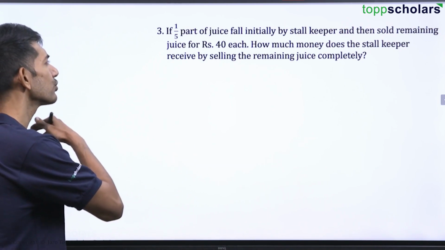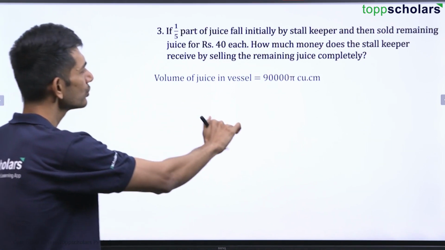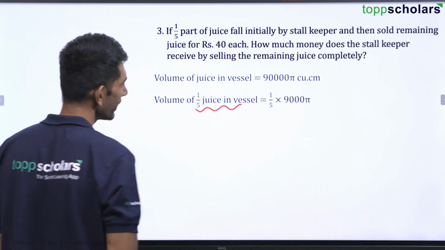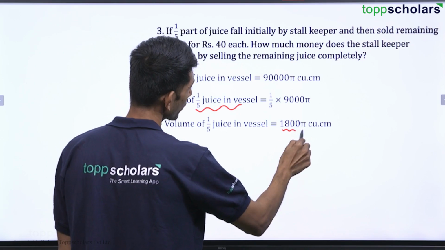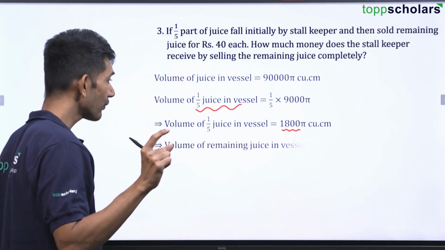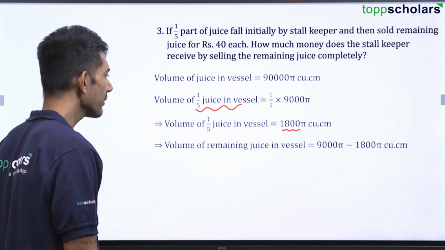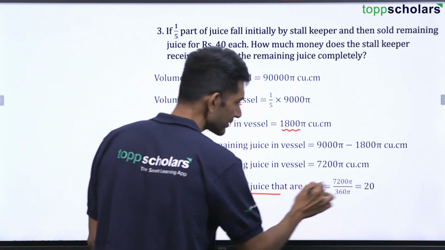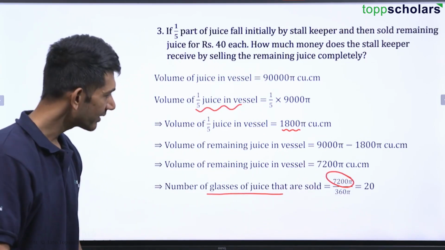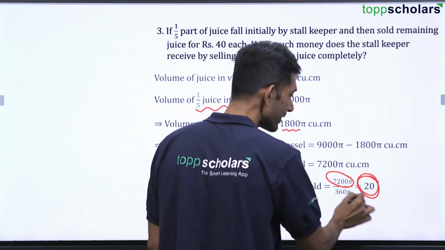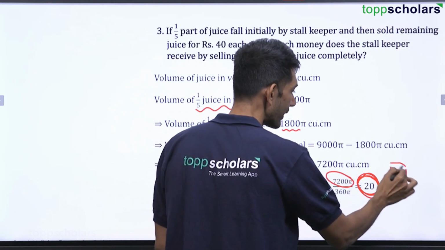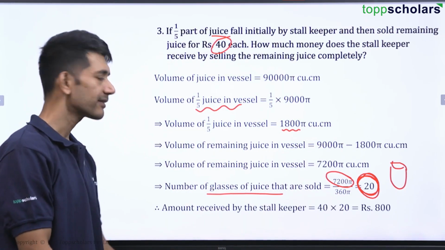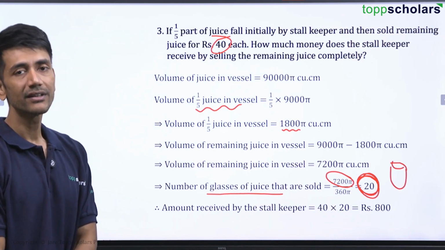That means 1/5 part of the juice is eliminated. Entire volume of the juice is 9000 pi cubic centimeter. 1/5 of the juice will give me 1800 pi cubic centimeter. Now I need to find out the volume of the remaining part. The remaining will be 7200 pi cubic centimeter. Now the number of glasses with this volume, correct? That is 20. Now he got only 20 glasses, but now he is selling these 20 glasses for 40 rupees each. So 20 into 40 is the answer, that is 800 rupees. So he'll receive 800 rupees.